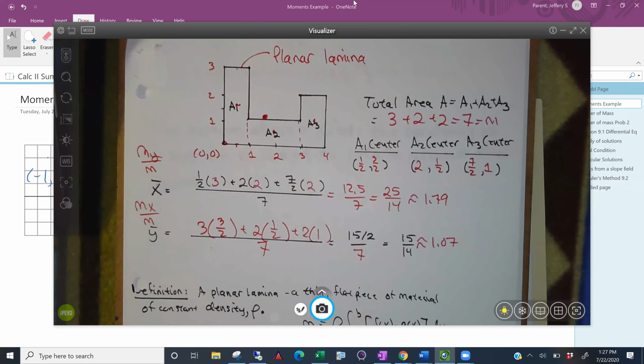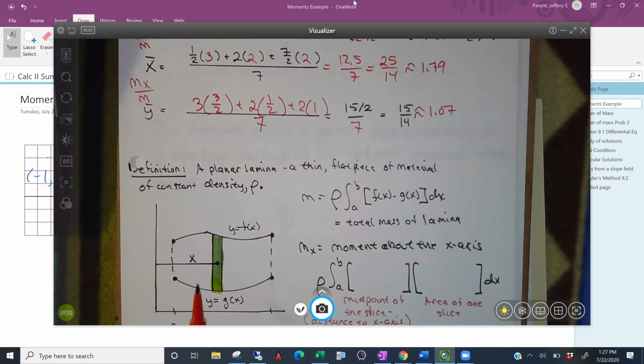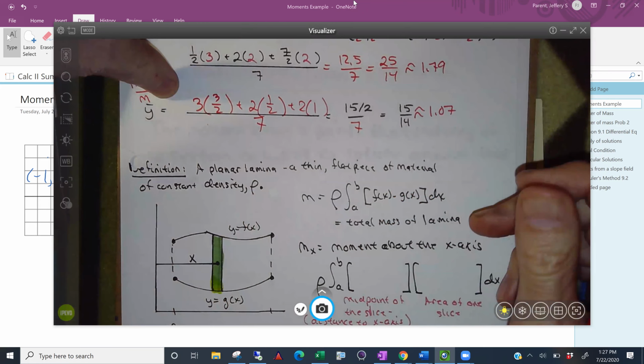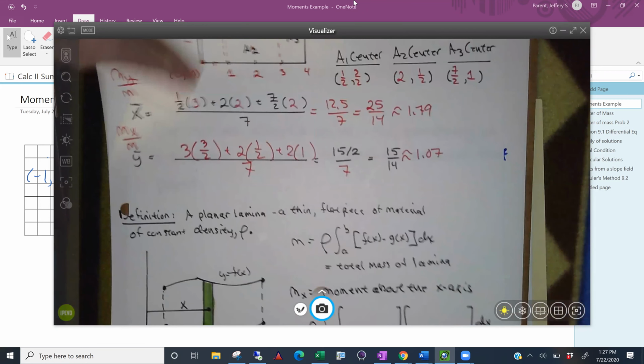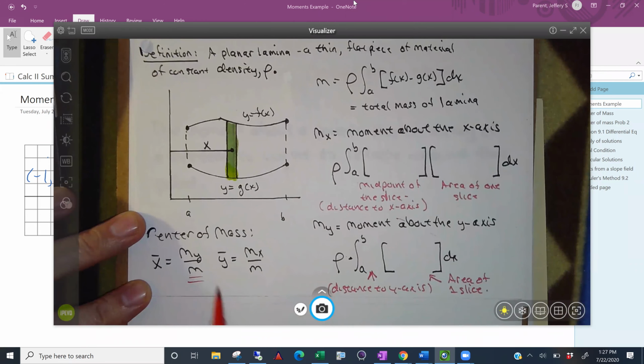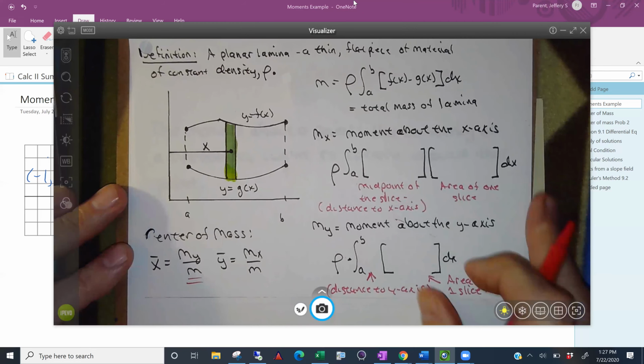When we start working with curves to find that total mass, since we're assuming that it has some kind of uniform density, it's just going to be that density times the area. Okay, that's fine. And the area is just going to be the top function minus the bottom function. That's going to be your m. That's going to be the bottom number in our center of mass calculation. It's going to be right here. But we're going to need 2 more numbers.